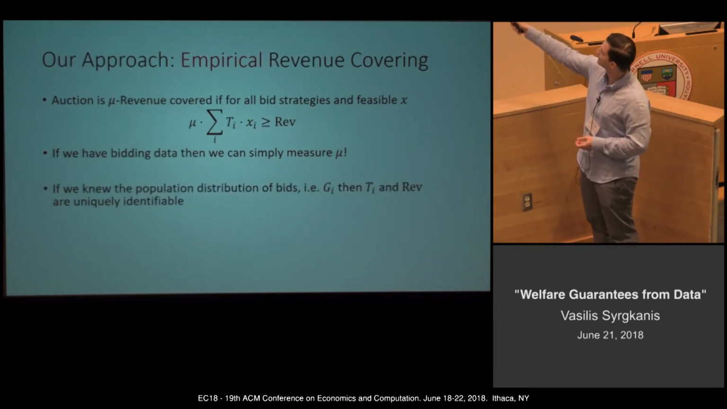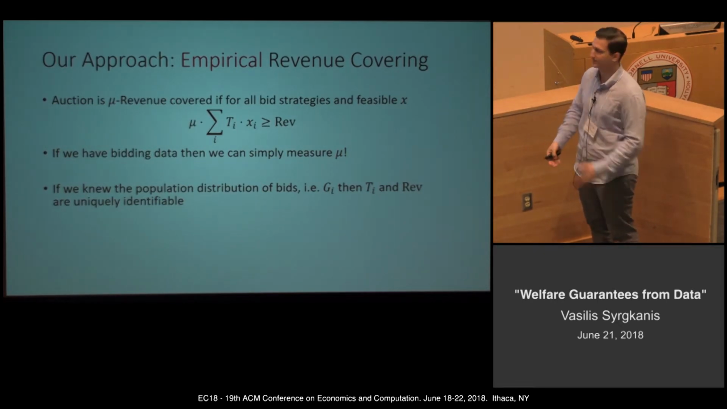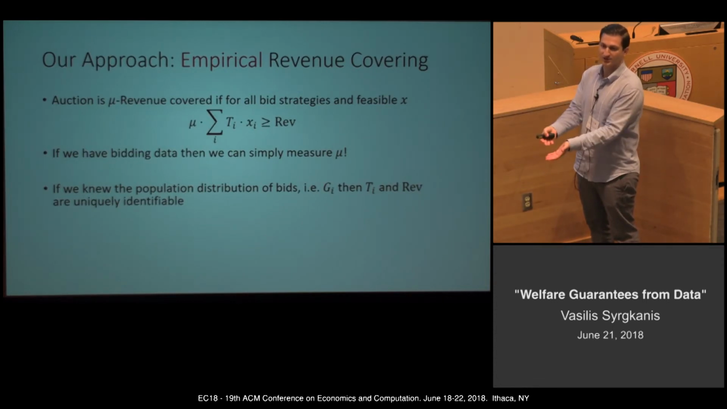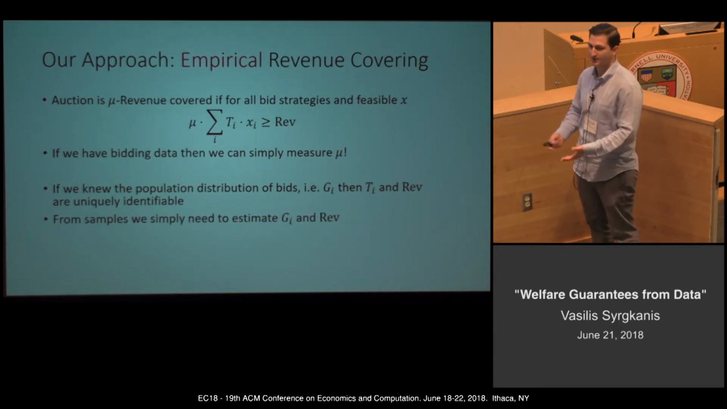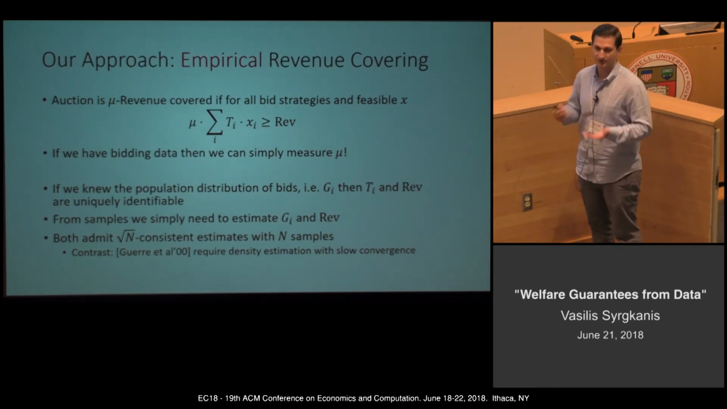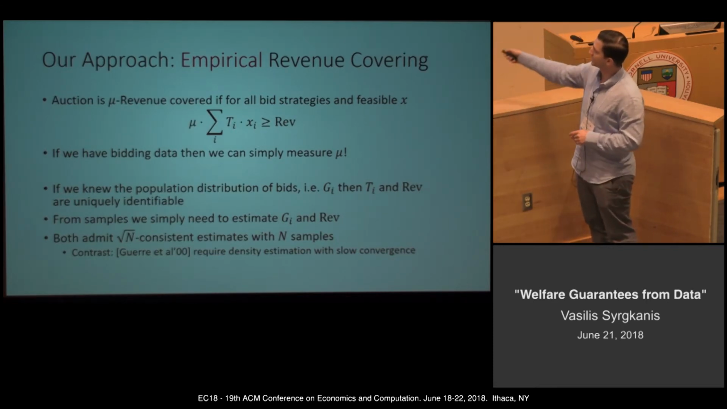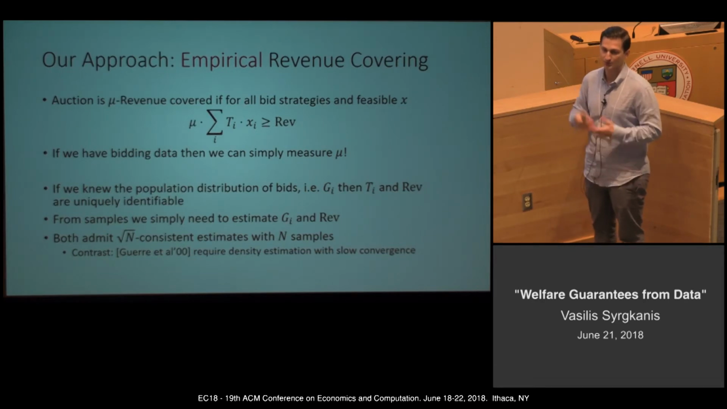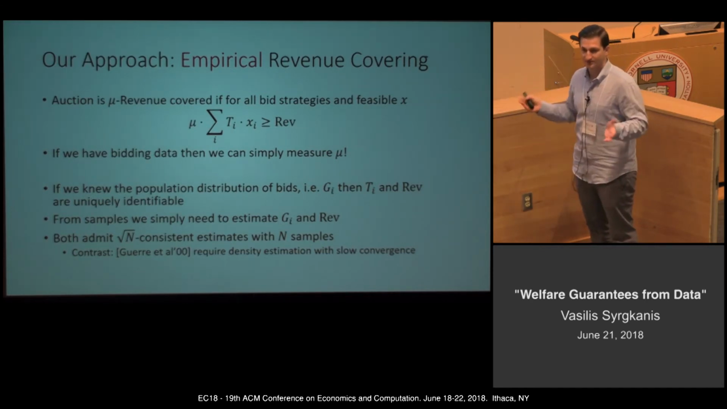Okay? And why is that? If we knew the population, say in a first price auction, you knew the population distribution of bids, then the expected maximum other bid is uniquely identified from the data. The revenue is also uniquely identified from the data, and so you can just calculate this ratio and not use a worst case bound on it. And in fact, if you have samples from the data rather than this limit population distribution, you can also estimate these quantities at a very fast rate, because these are just estimating a CDF, and so you can estimate it at root n rates, so almost parametric rates. And this is in contrast to the approach that you would have typically taken in econometrics that requires estimating densities of distributions, which is much slower than estimating CDFs. Okay. And so this is the main idea.